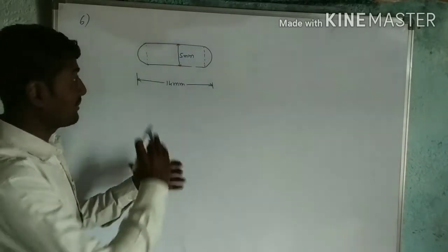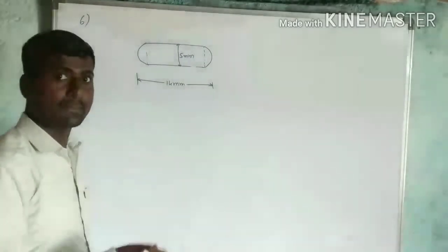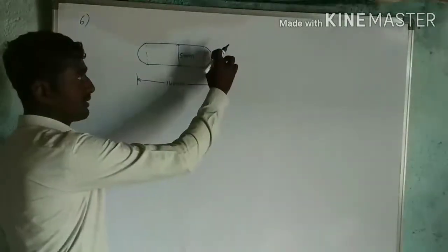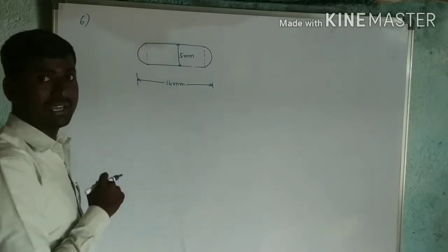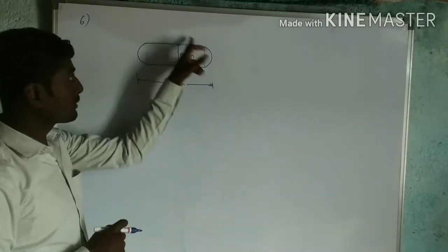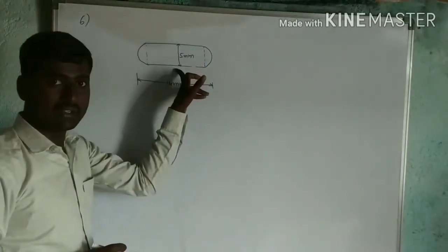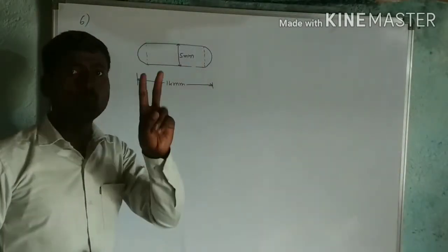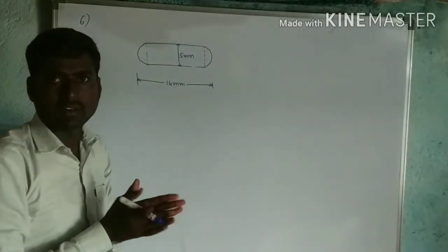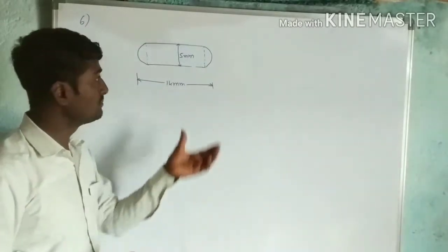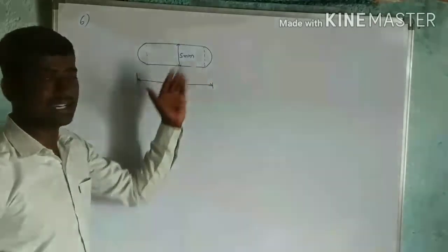Curved surface area of the cylinder. Curved surface area of the cylindrical part plus curved surface area of a hemisphere plus curved surface area of another hemisphere. So the total surface area of the capsule is equal to the curved surface area of the cylinder plus 2 into the curved surface area of the hemisphere, because there are 2 hemispheres of the same diameter or same radius. So that is the required surface area.